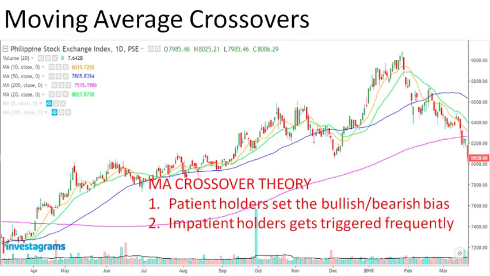For example, sa crossover theory na to, yung patient holders, meaning yung MA100 to MA200, sinset niya yung bullish or bearish bias. So impatient holders gets triggered frequently. So basically, di ba tong blue na to is MA50? Itong violet is MA200.